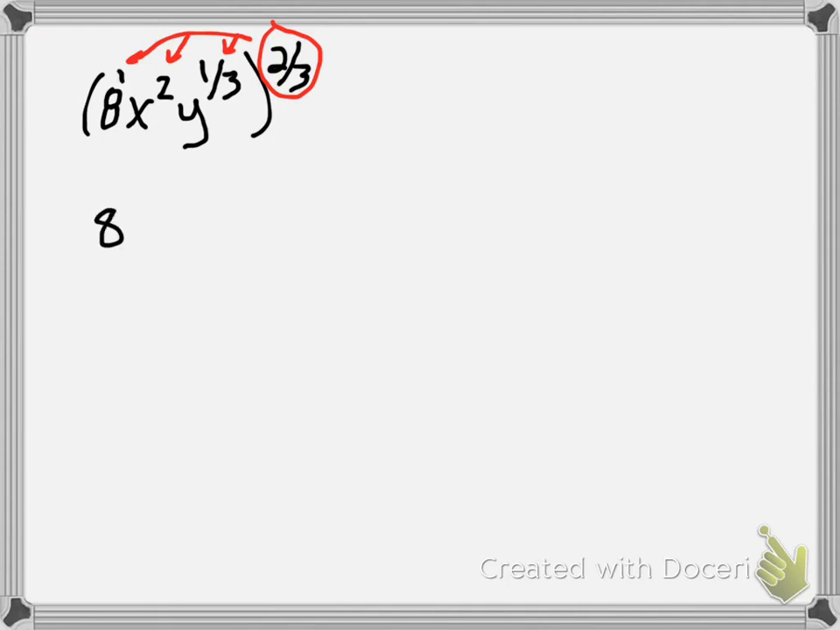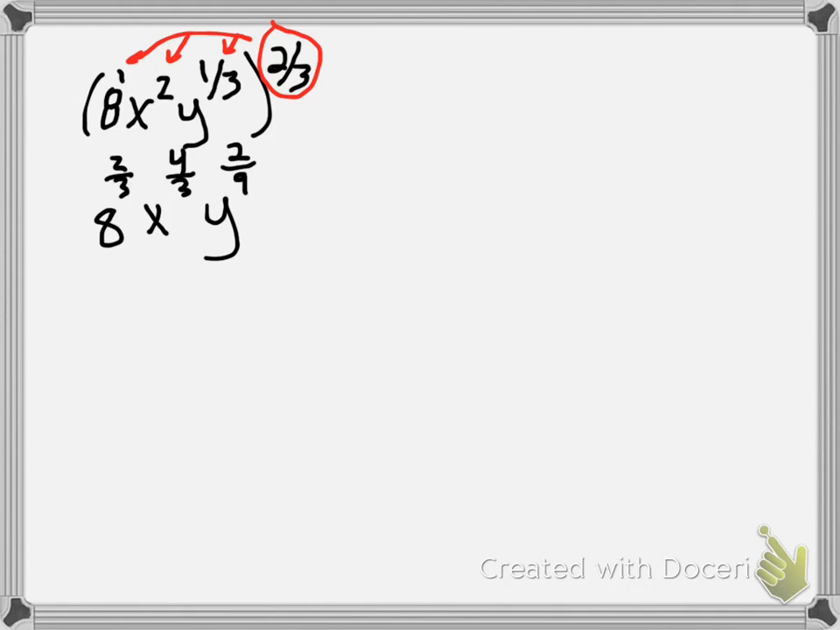So 8 really had an exponent of 1, so this is going to be an 8 to the 2/3. 2 times 2/3 is 4/3. And you can use your calculator to get those, it's fine. Oops, that's supposed to be an x, I'm sorry. Let me change that. And then 1/3 times 2/3, which is 2/9. And that's okay, you can leave them in proper fractions.